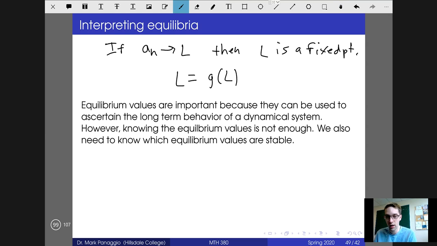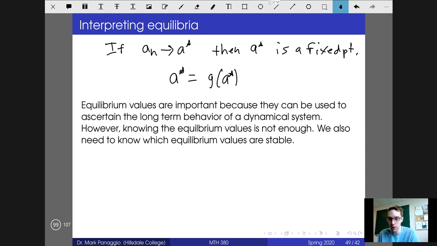or we also called it A star in the previous video, and so we could easily reword that, write that as: if a_n approaches A star, then A star is a fixed point, which means it satisfies this relationship. Okay, so that's the reason why we're so interested in this, that it can tell us something about where a system is going to end up in the long run.